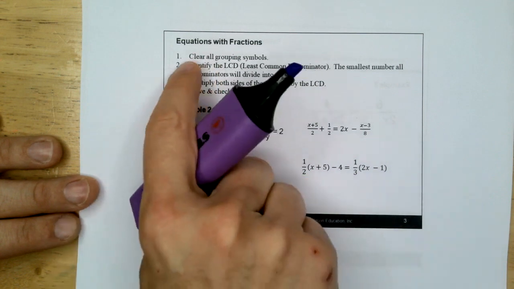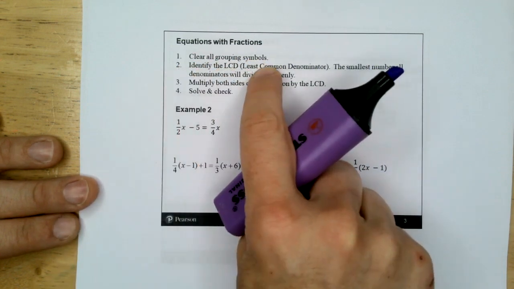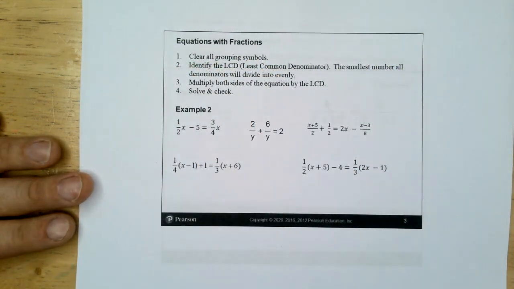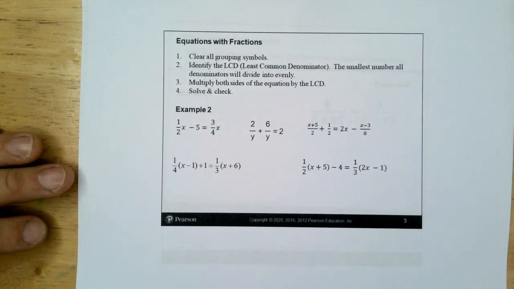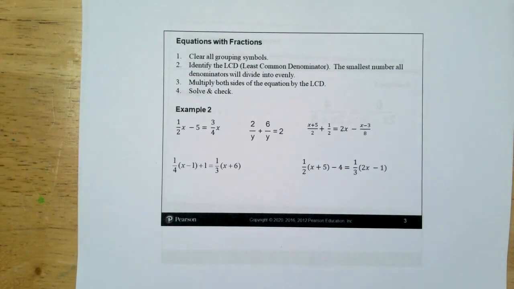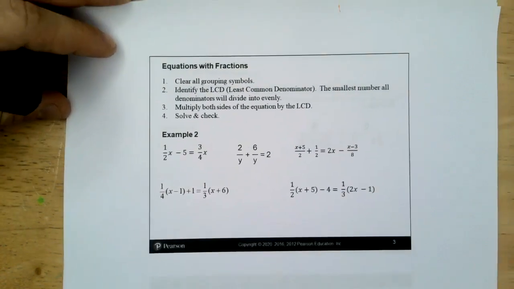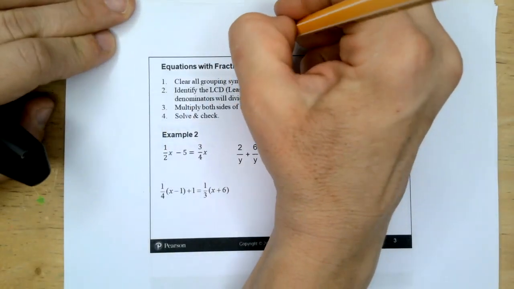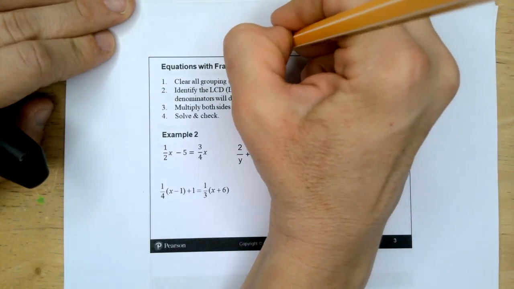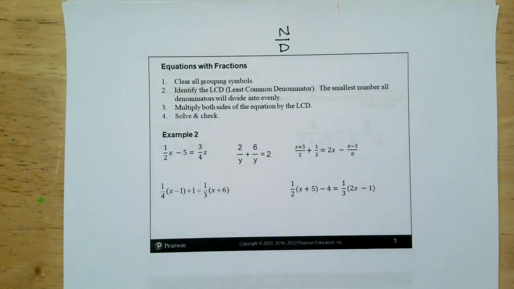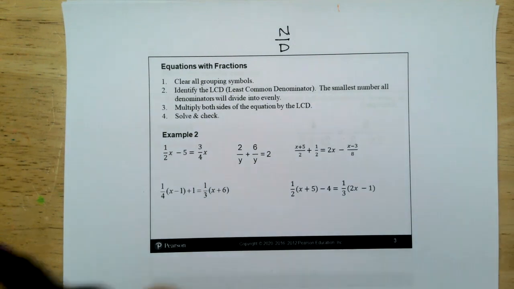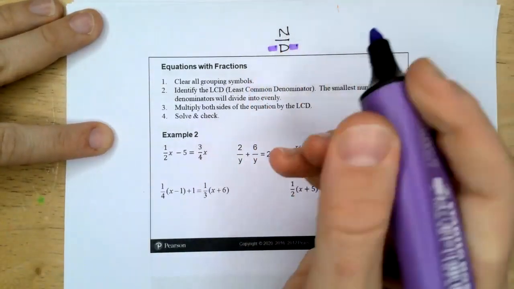What you want to do is clear all grouping symbols, identify the least common denominator, the smallest number all denominators will divide into evenly, then multiply the entire equation, both sides, by that least common denominator. So let's talk about fractions. Numerators are on top, denominators are on the bottom, okay? Once you've cleared grouping symbols, you're going to look at your denominator, okay?